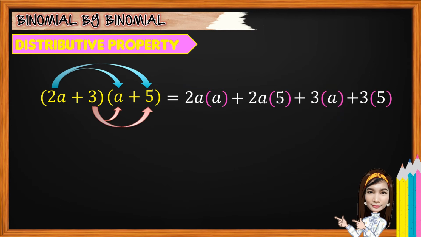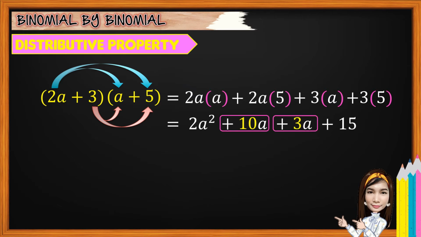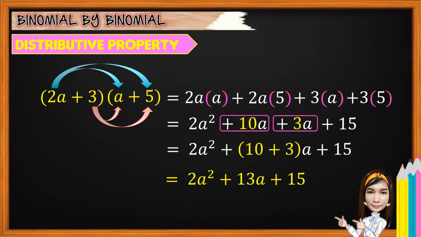Then perform multiplication. 2a times a is equal to 2a squared. 2a times 5 is equal to 10a. 3 times a is equal to 3a, and 3 times 5 is equal to 15. Then combine similar terms. So we have 2a squared plus, add the numerical coefficient 10 plus 3 is equal to 13. Then copy the variable a plus 15. So the product is 2a squared plus 13a plus 15.